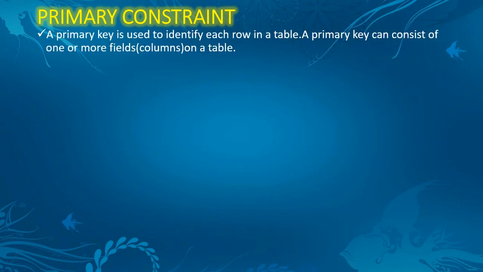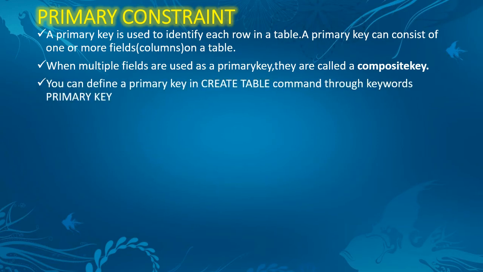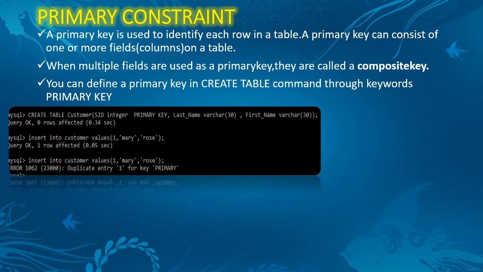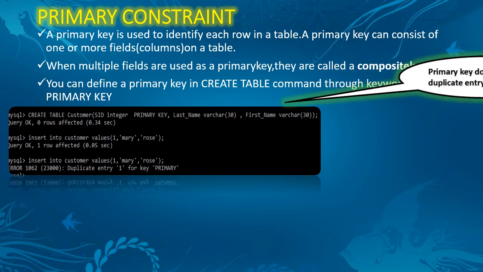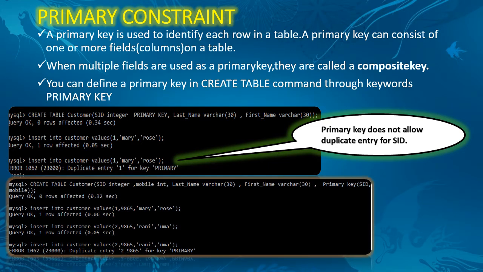This is a primary key. It is used to identify tuples uniquely in a table. If more than one field is a primary key, it is called a composite key. See here, in the customer table SID is the primary key. So I'm inserting two rows. First, the Mary row is inserted. The second time I also try to insert the same key value 1 for SID, so it raises the duplicate entry error.